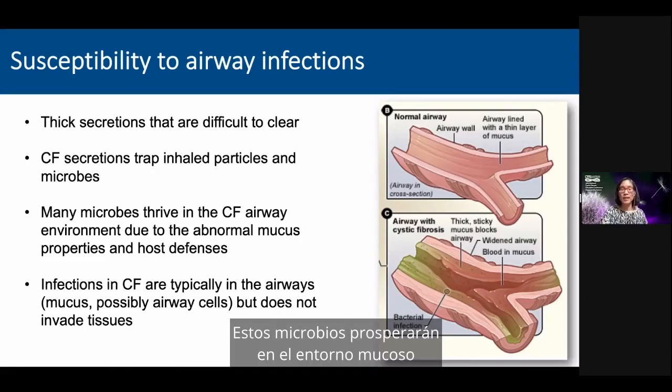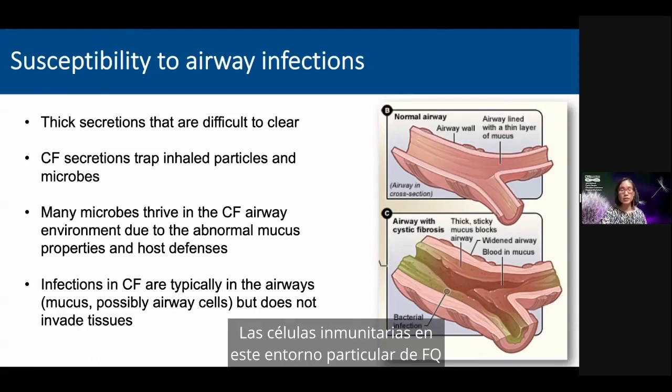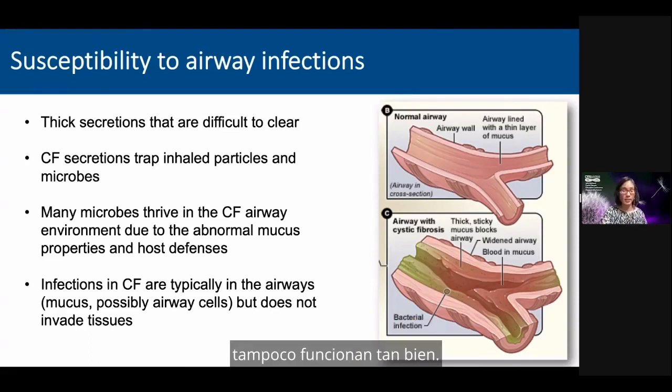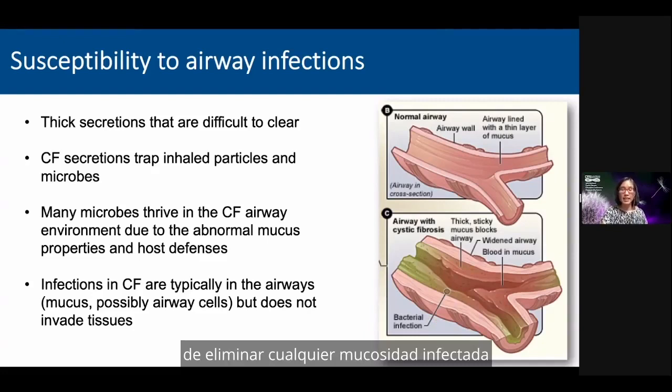These microbes will thrive in the mucus environment of the CF airway. This mucus allows bacteria to grow because of some abnormality in the pH. The host defenses, the molecules that your body makes to kill bacteria, do not work as well. Immune cells in this particular CF environment also do not work nearly as well. And on top of that, the cough mechanism, which all of you know very well, and the ability to clear any infected mucus is also highly impaired.